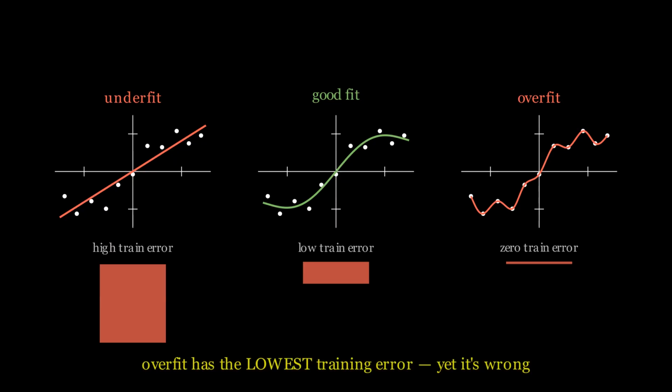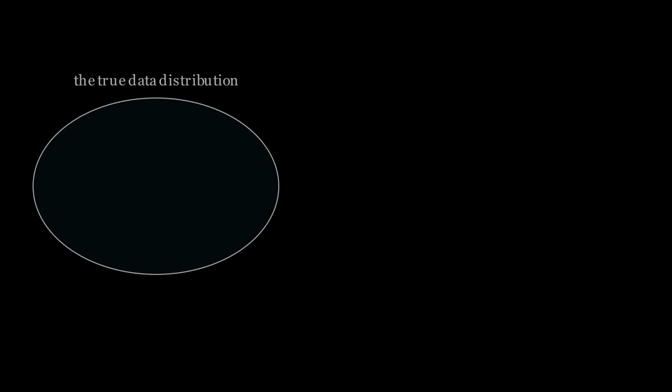And here's the catch. From the training data alone, the overfit model looks best. It has the lowest error. We need a way to tell the imposter apart from the real thing. What we actually want is called generalization, low error on new, unseen data drawn from the same source. That's the number that matters. The problem? We can't measure it directly. By definition, we don't have the future data yet.